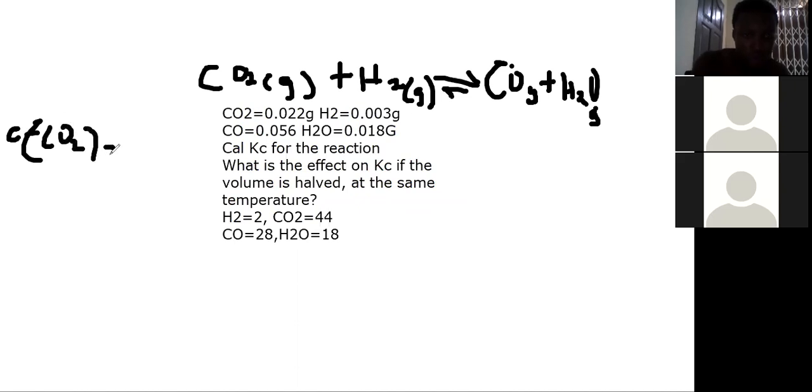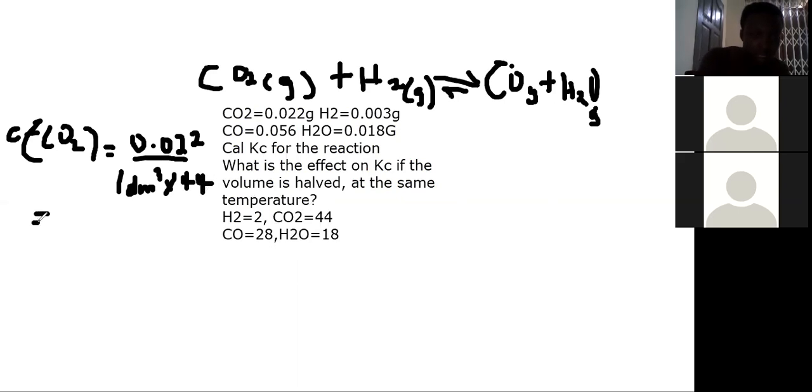The concentration of CO2 will be equal to the mass of CO2, 0.022 grams, all over the volume, 1.0 dm cube, times the molar mass. The molar mass of CO2 is 44. So what is it? Punch it on the calculator. What are you getting?